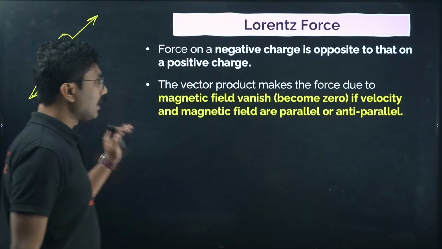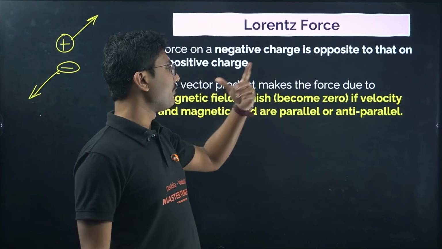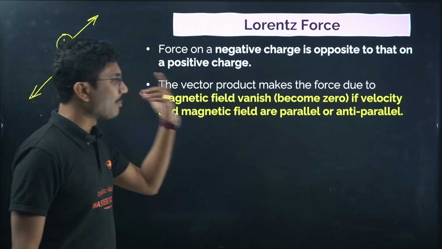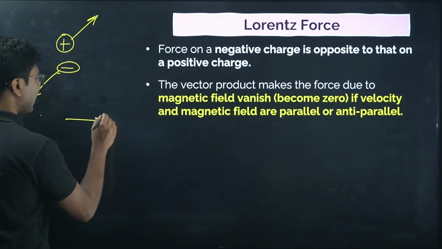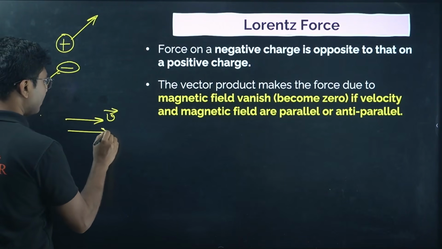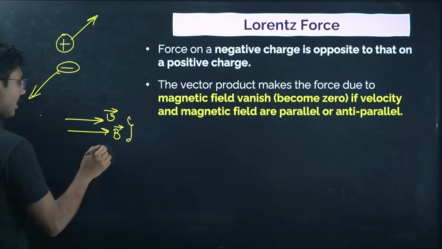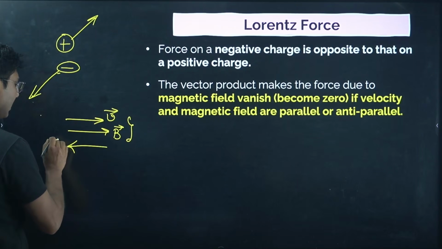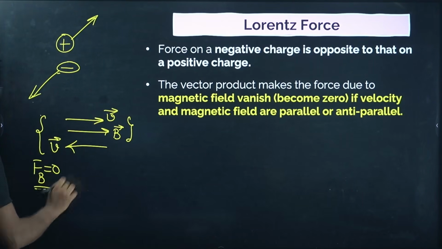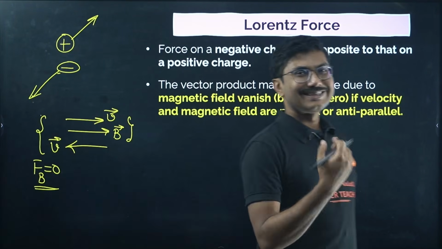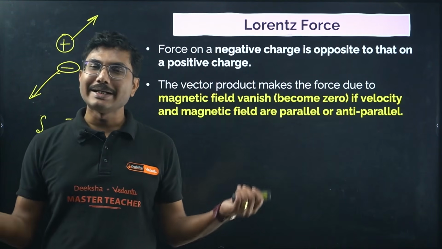Anyway, the vector product makes the force due to magnetic field vanish or become zero if velocity and magnetic field are parallel or anti-parallel. So if suppose velocity is in this direction, magnetic field is also in the same direction, then the force will be zero. Or velocity is in the opposite direction as well. So in all these cases, magnetic force will be zero, because parallel and anti-parallel means sine theta is 0 or 180 degrees. Sine 0 is 0. Sine 180 is 0.